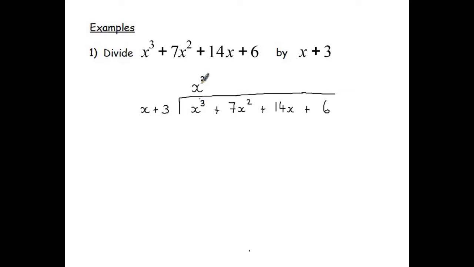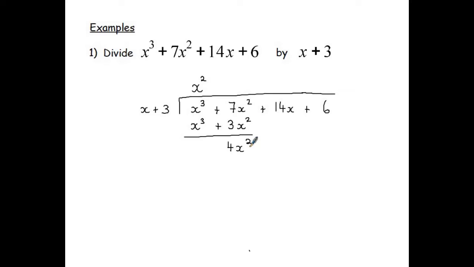Now once you've divided into it, you now times out, but you times out by the whole thing. So you do x squared times x gives you x cubed, and x squared times 3 gives you plus 3x squared. And notice I'm putting them directly below the terms inside the bus stop. And just like we did with our numerical example, we now want to subtract. So x cubed take away x cubed gives you 0. 7x squared take away 3x squared gives you 4x squared.